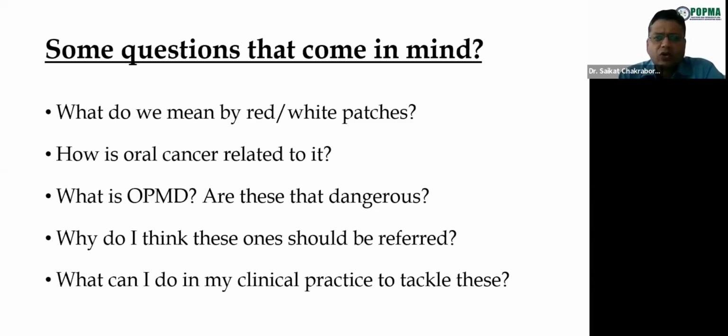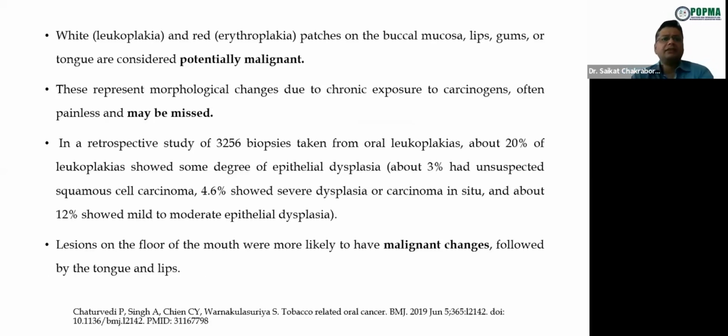Very basic questions. What do we mean by red or white patches? Whenever we talk of red and white patches, we always hear the term oral cancer, OPMD. How are they related? And by and large, whenever any clinician sees a white or a red patch, they take a step backwards. They say, well, let's refer it. Why? What can we do to tackle these red and white patches in our own private clinical practices?